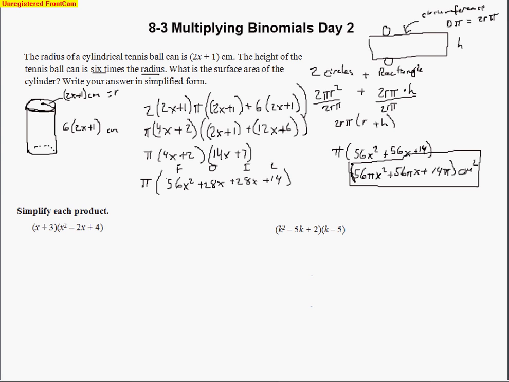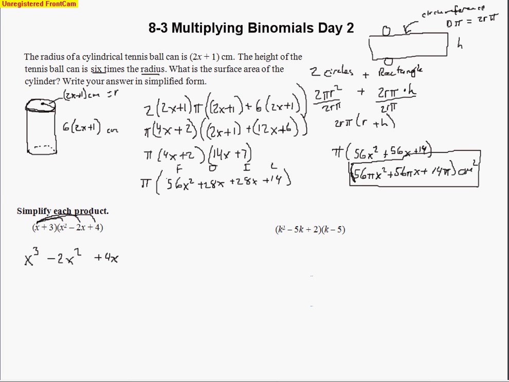And so here we have x times x squared. And I'm going to write down x to the third power, and then I multiply x by the negative 2x, and I get a minus 2x squared. And then I have x times this 4, and that gives me a positive 4x. So now I've multiplied x by each of the terms.